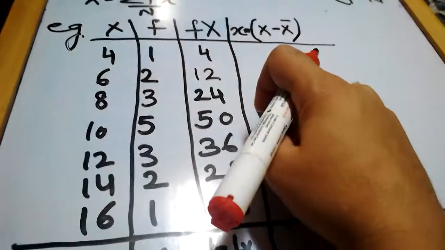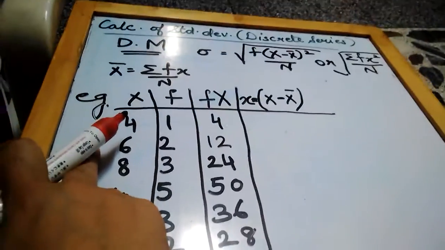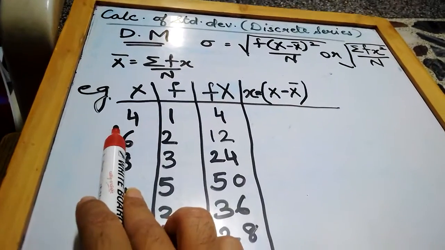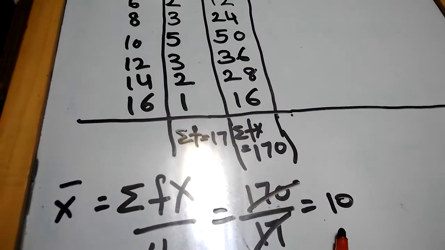Now what are we going to do? We are going to subtract this value of x from the mean, which we got over here as 10.